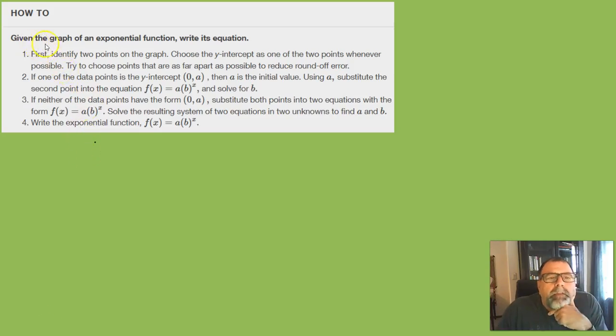So the technique, given a graph of an exponential function, write its equation. Basically it's the same idea. You have to identify 2 points on the graph. Choose the y-intercept as one of the 2 points whenever possible. Try to choose 2 points that are as far apart as possible to reduce your round-off error. And basically you're going to do the same technique with the algebra once you identify those 2 points. Okay. All right, so let's try one.